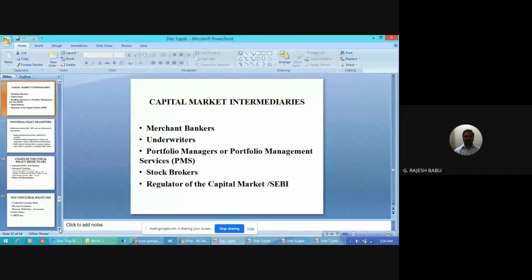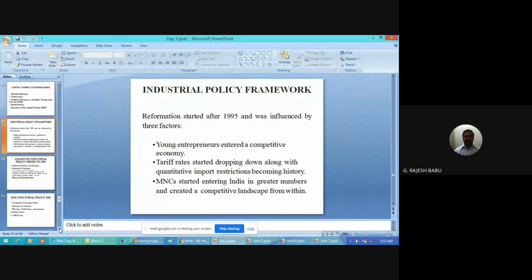to prevent malpractices, and to regulate and develop a code of conduct for intermediaries such as brokers, underwriters, etc. SEBI performs various functions like registration of stock exchanges, mutual funds, underwriters, brokers, and stockbrokers. It prohibits unfair trade practices relating to the securities market and insider trading. These are the capital market intermediaries: merchant bankers, underwriters, portfolio managers, stockbrokers, and the regulator of the capital market.